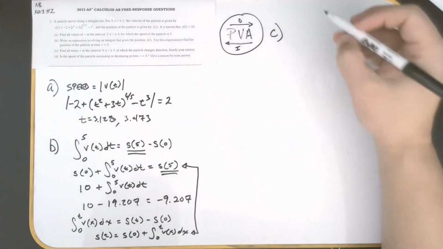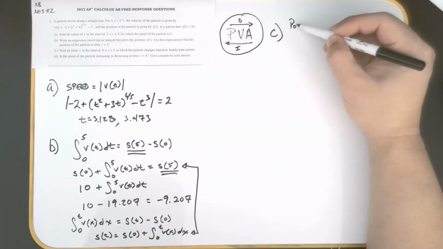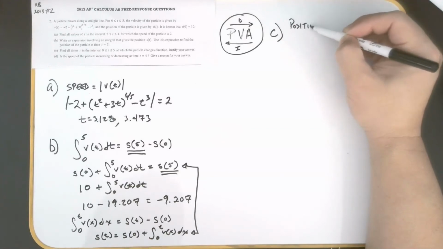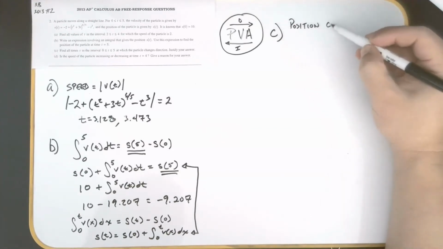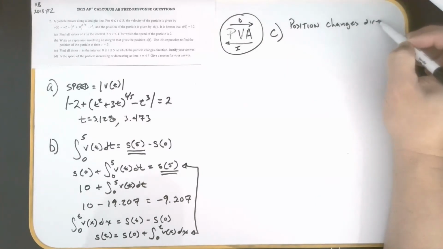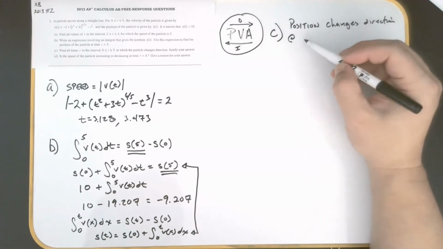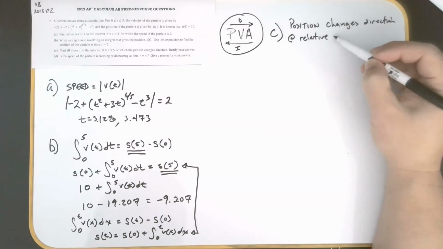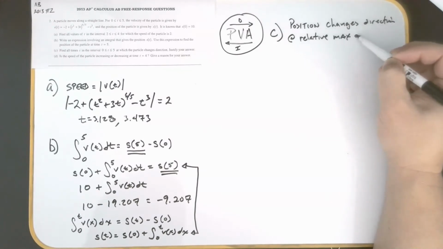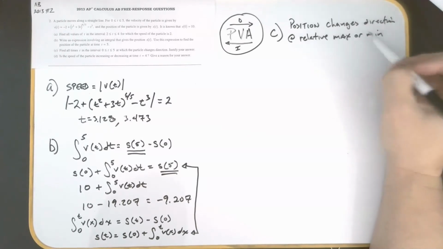You want to think really clearly about this, and you want to say position, and I'm just writing this for notes. This is not part of your answer. You want to think, okay, position changes direction at a relative max or min. And a relative max or min is created by critical numbers.